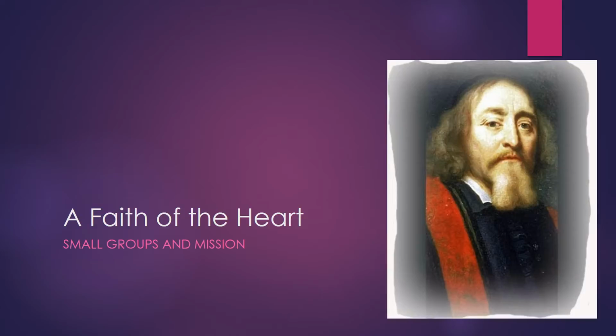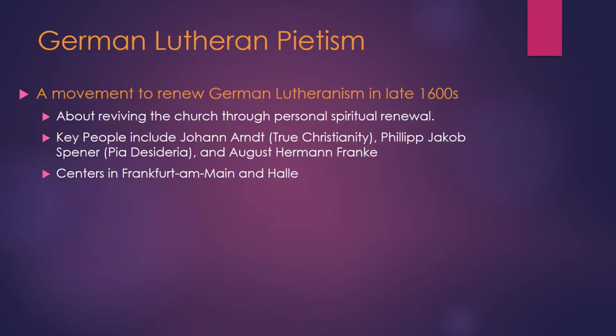That rather strapping fellow is a guy by the name of Philip Jakob Spener, who was a very key figure in German Lutheran pietism. So, what is German Lutheran pietism? It's a movement to renew German Lutheranism in the late 1600s. German Lutheranism had become very intellectualized, a very heady form focused on correct doctrine during the early 1600s, and had lost a lot of the spirit, the trust, the heart piece. German Lutheran pietism was about recovering the place of the heart within faith, and about reviving the church through personal spiritual renewal.